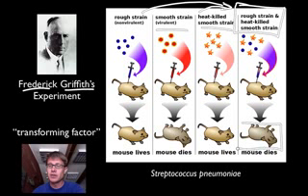And so what did he learn from that? Well, he learned a lot. And the big thing he learned is that there was a transforming factor. Something was being transferred from these dead smooth strain to these live rough strains. It was transforming them into a virulent type of a bacteria. He didn't know what it was, but we took the next 30 years to figure out that it was DNA, and we figured out the structure of that.